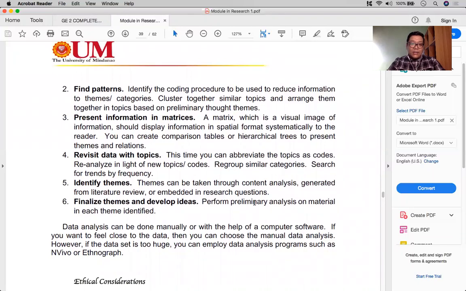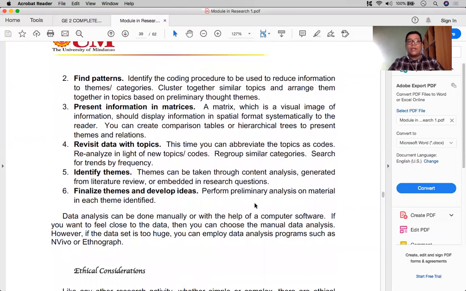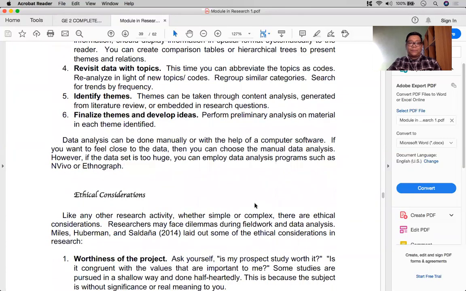Then you need to revisit data with topics. This time you can abbreviate the topics as codes. You reanalyze in light of new topics or codes. Then group similar categories, search for trends by frequency. And then you identify themes. Themes can be taken through content analysis generated from literature review or embedded in research questions. And then you finalize themes and develop ideas. So here you have to finalize the themes, which will be the final set of data to be presented in your results and discussion. So perform preliminary analysis on material in each theme identified.